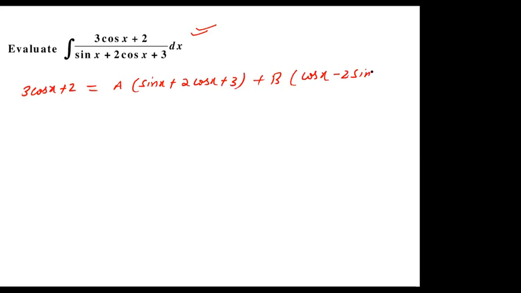So try to check this problem, right? Here you have to introduce the constant, that is, 3 cos x plus 2 is equal to a times sin x plus 2 cos x plus 3, plus b times its derivative, that is cos x minus 2 sin x, plus some constant, let us say c or lambda. So if we are taking a, b, then let us take it as c, right? From this we will try to find out the value of a, b and c.